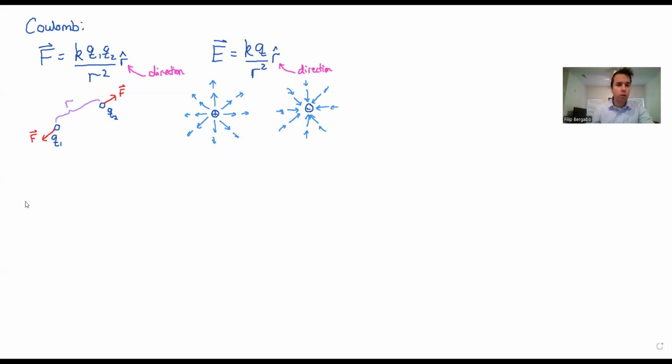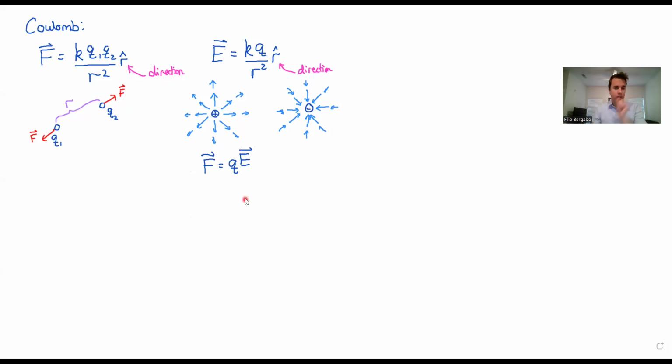Okay, and the way to make a connection between this electric field and the force is that if you were to bring another charge in here, it would respond to the electric field at its location via this formula, that the force on a charge Q at a location with an electric field E is just F equals QE.